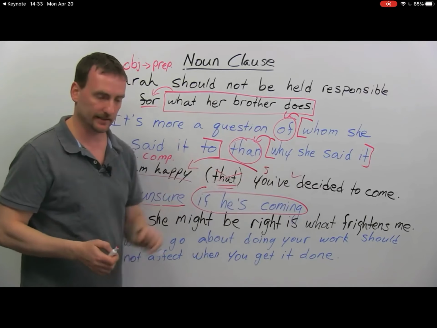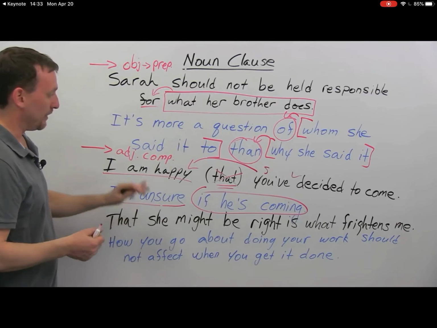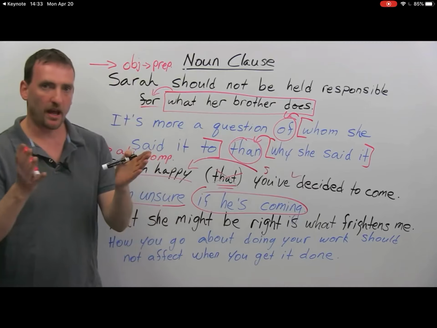This is a noun clause conjunction, subject, verb. Complete clause. That's it. Now, one last thing I want to mention.